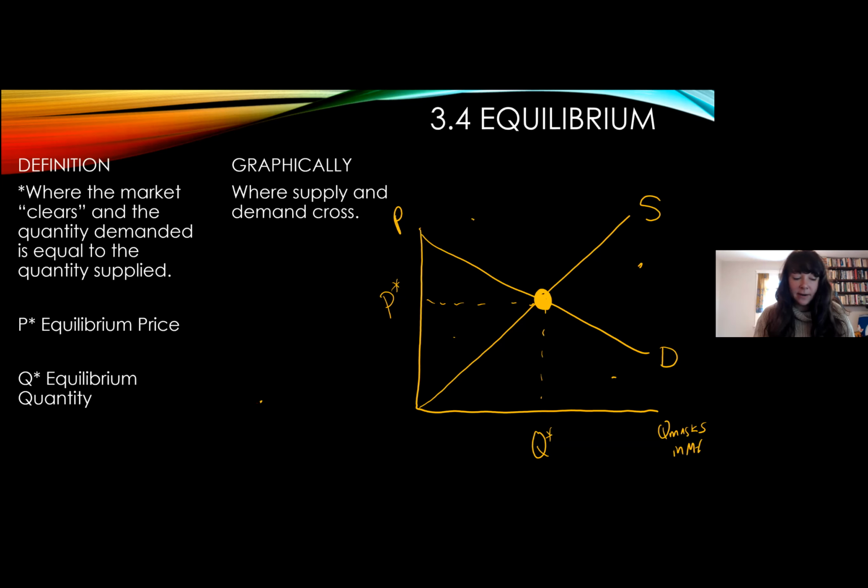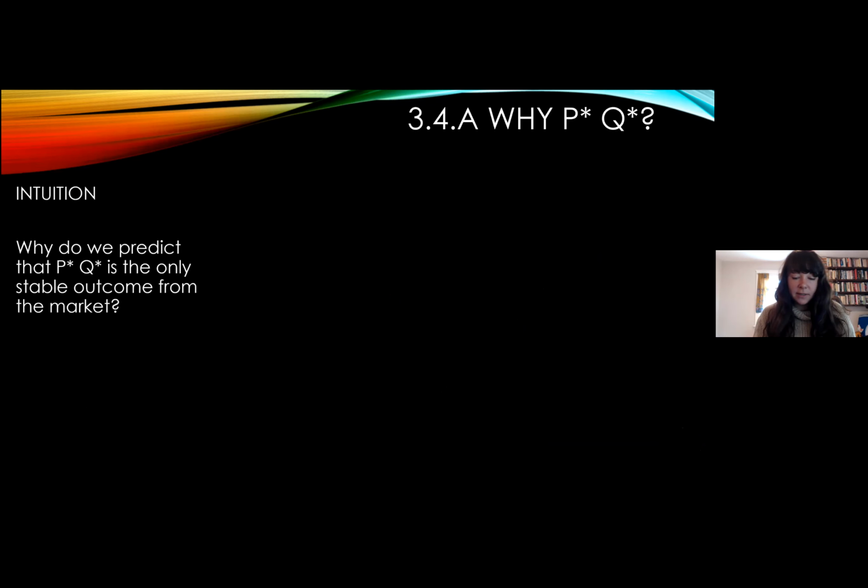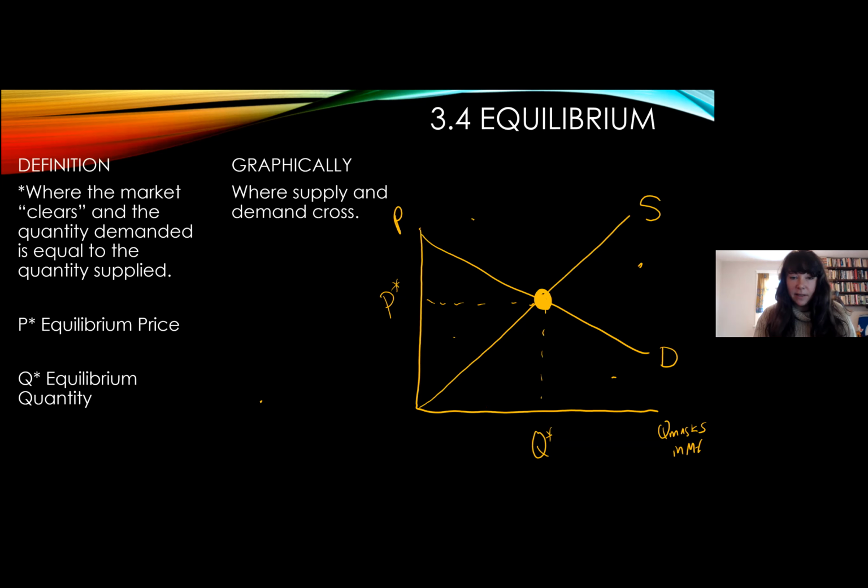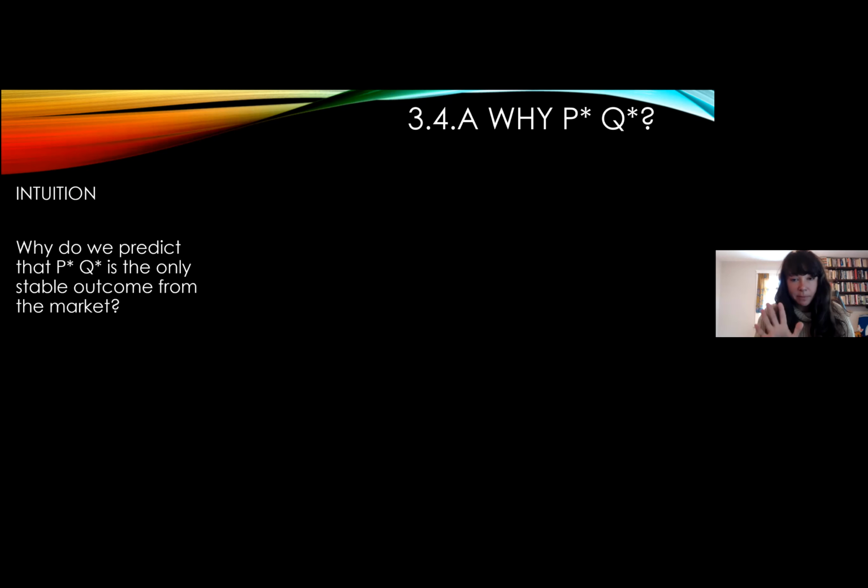It's bringing us there. So I want you just to pause for a second and reflect, write down an answer in the quiz. Why do you think that we're going to predict that's the only stable outcome from the market? Why does this feel inevitable where supply and demand cross? I just want to get your raw thoughts before you see me walk you through my rationale. I want to hear what you think. So just pause and respond to that question. Why P star Q star? Why is that the only stable outcome?